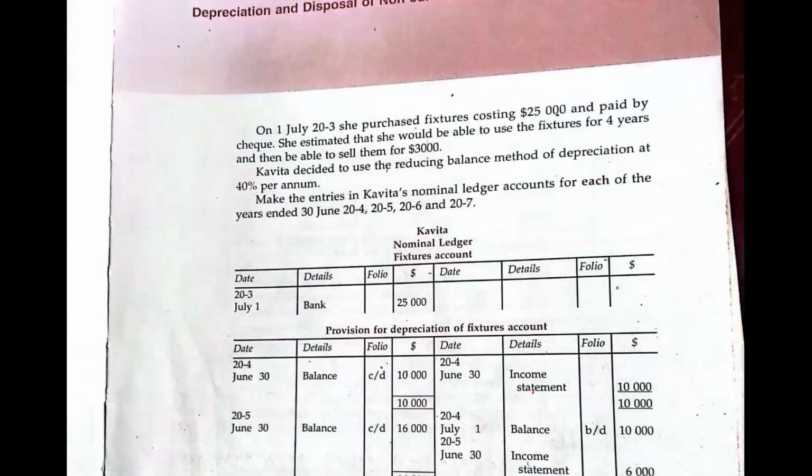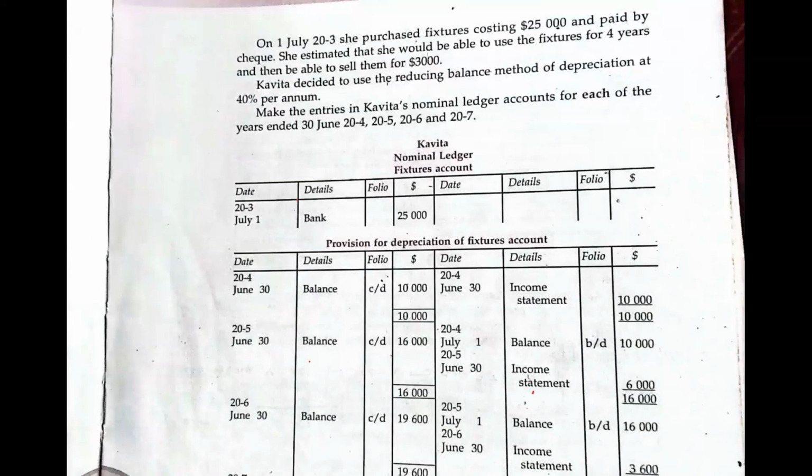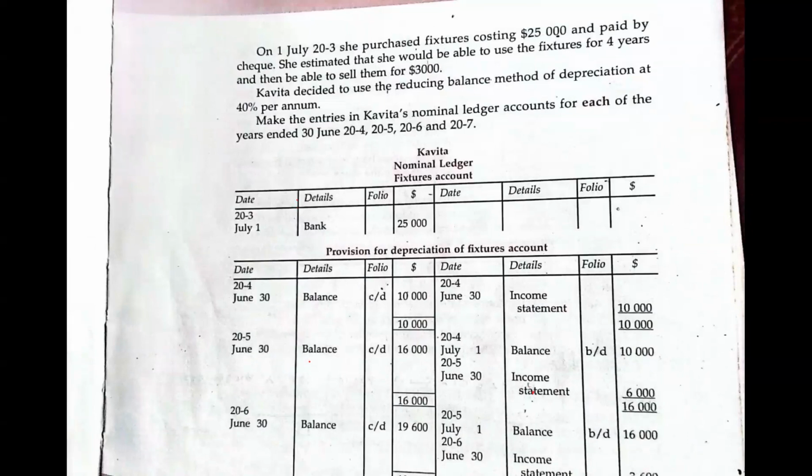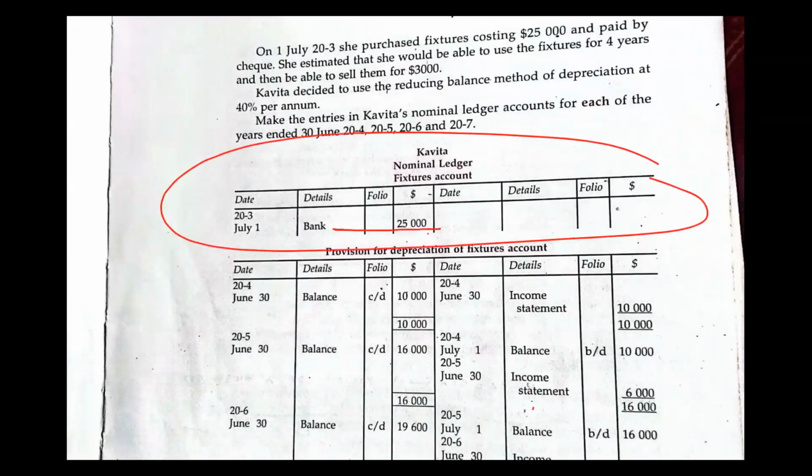Now, let's have the accounts. How do you record? I've already indicated that you debit the assets account, right? Whenever you acquire non-current assets, you have to debit the assets account. The asset in question is the fixtures. So you've seen the fixtures account has been debited with 25,000, being the cost of the asset, and the details being the bank because the business used a check to buy the asset. If it used cash, you would have put cash here.